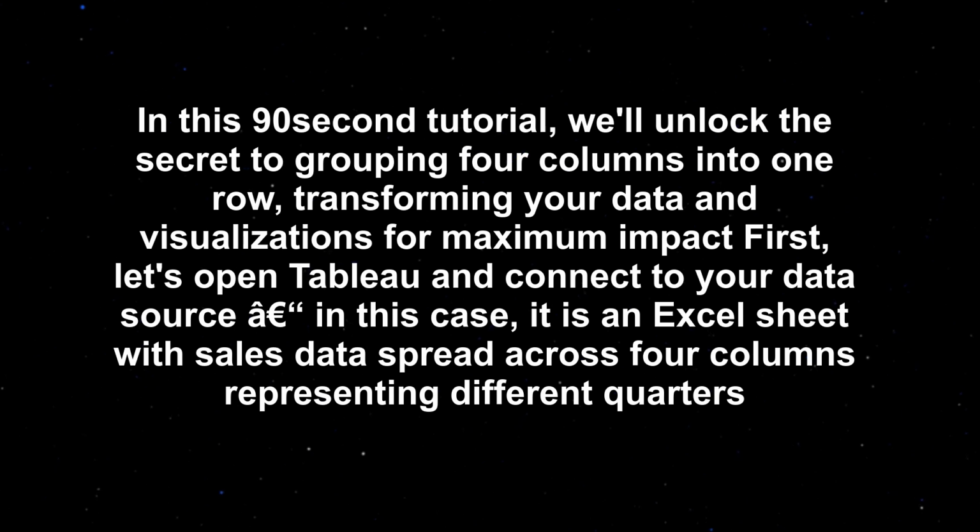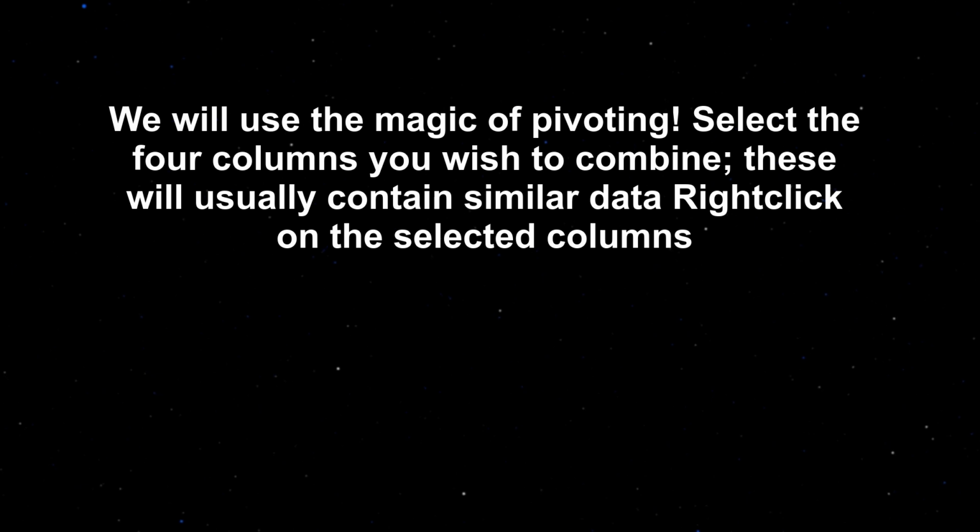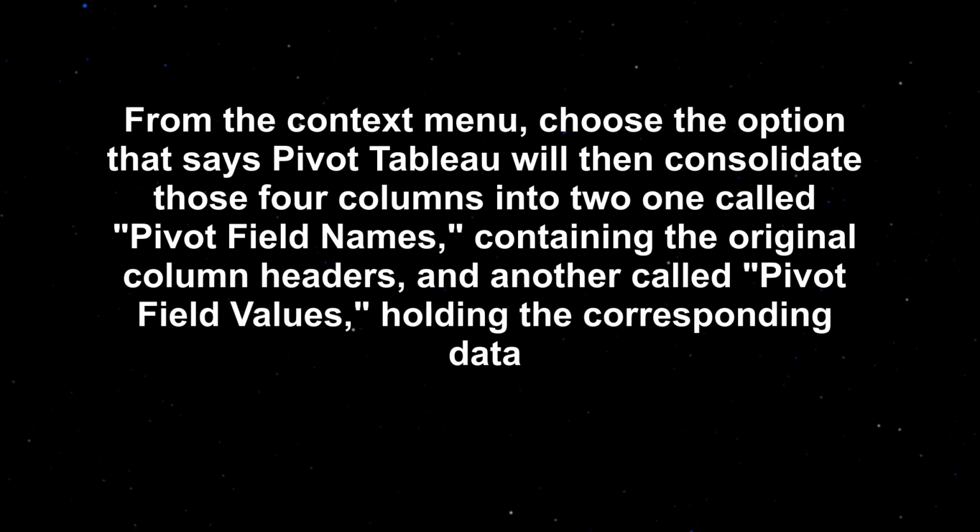It is an Excel sheet with sales data spread across four columns representing different quarters. We will use the magic of pivoting. Select the four columns you wish to combine. These will usually contain similar data. Right-click on the selected columns. From the context menu, choose the option that says Pivot.